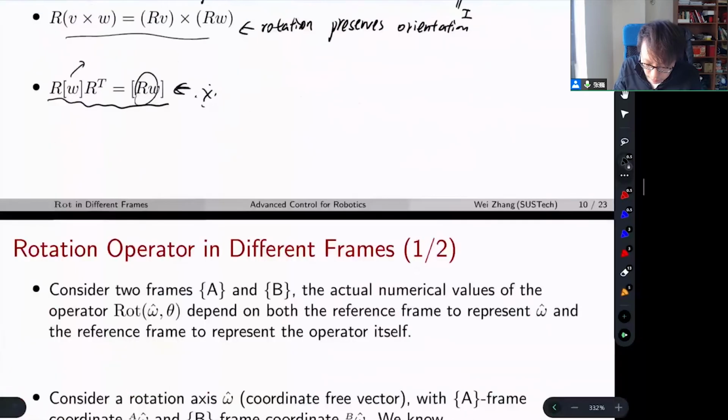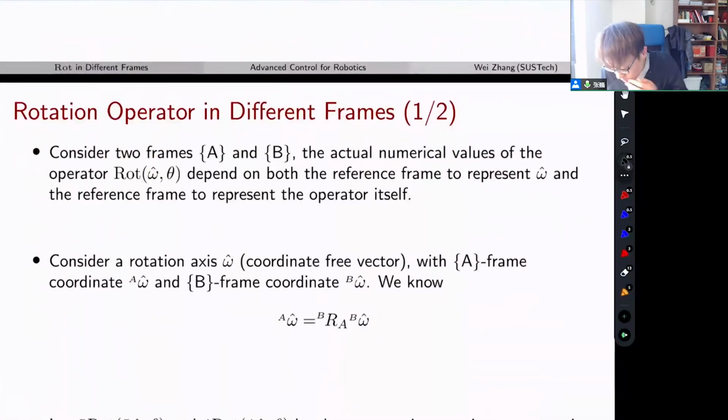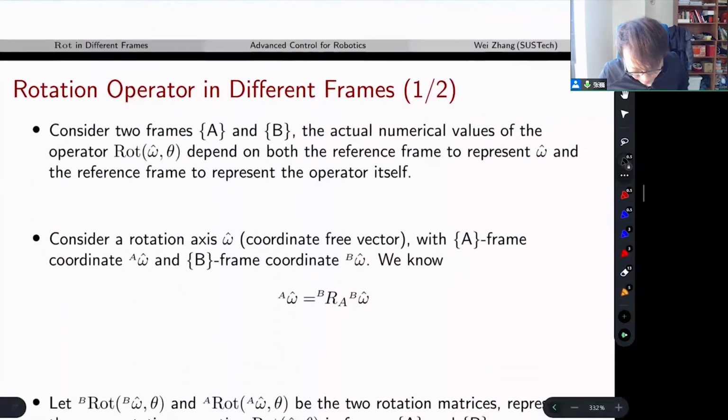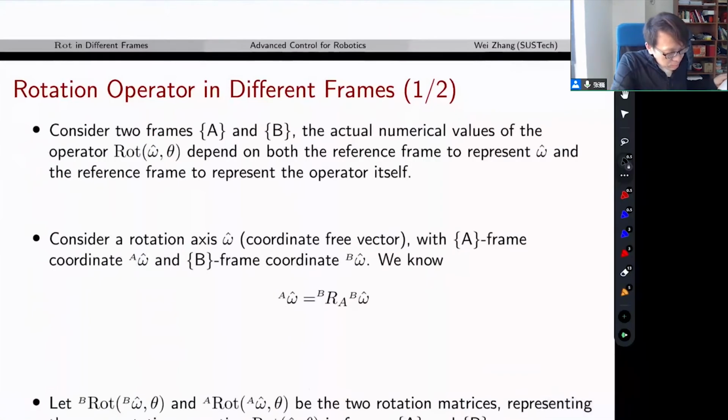All right, with these properties, we have 6 minutes. Let's think about a little bit more confusing stuff. I want to represent the operator in different frames. What do I mean by that?